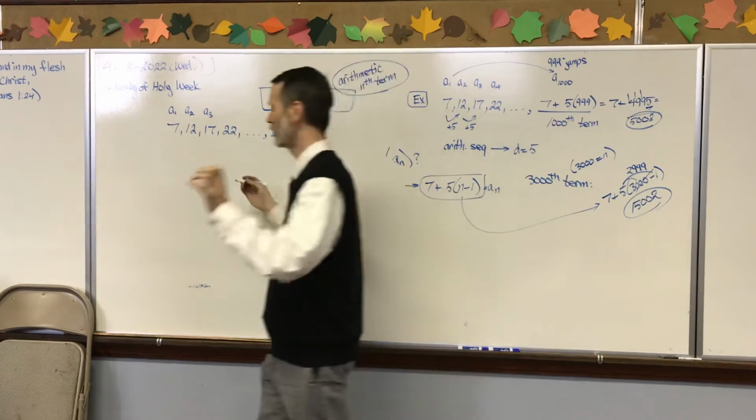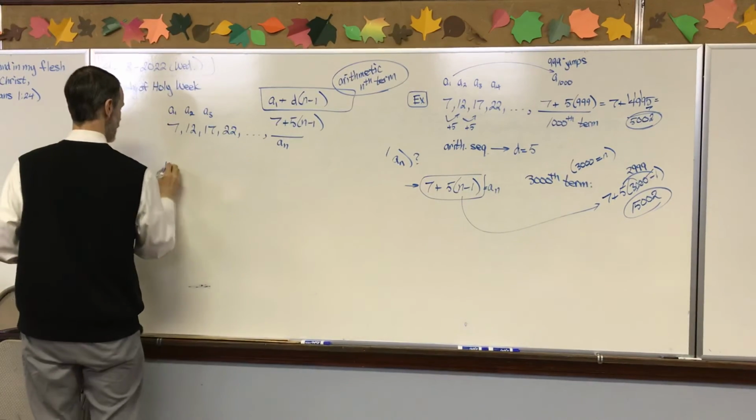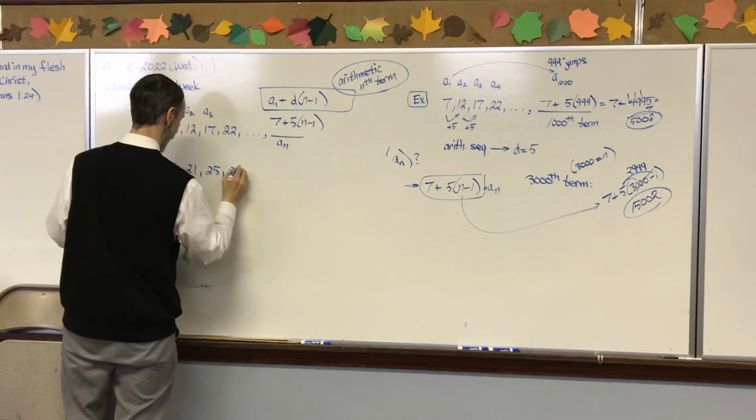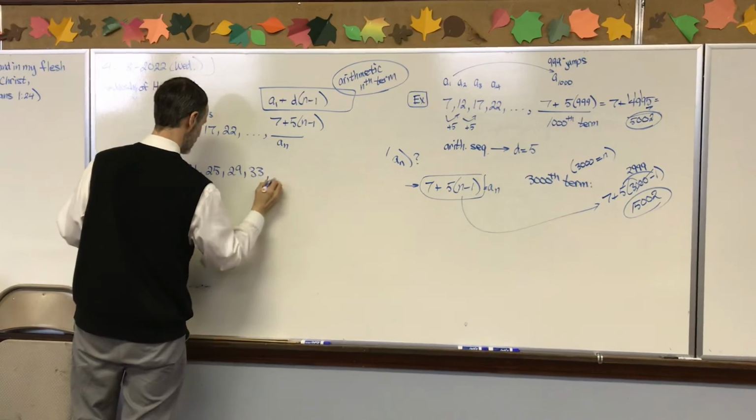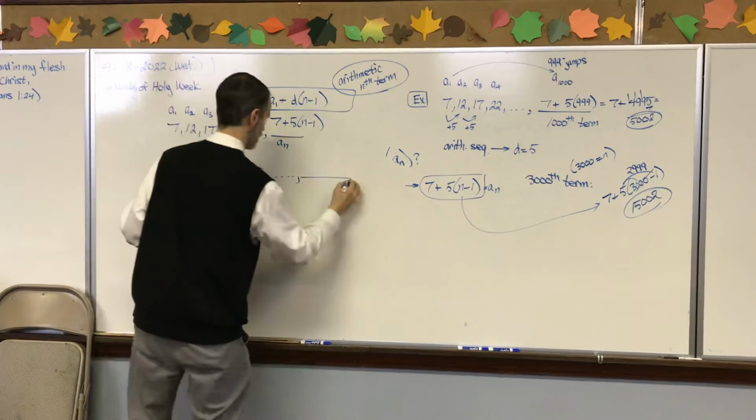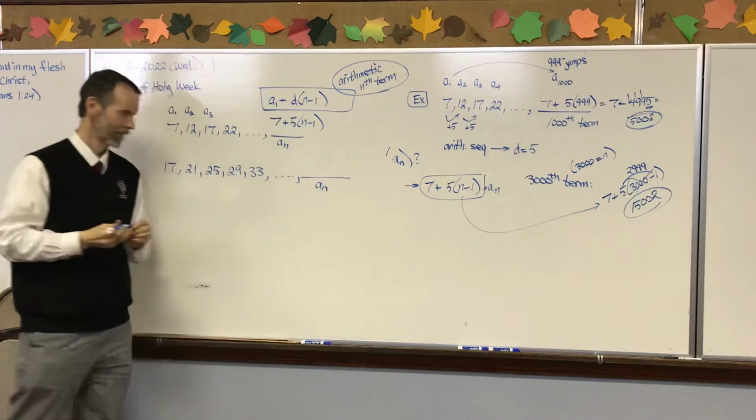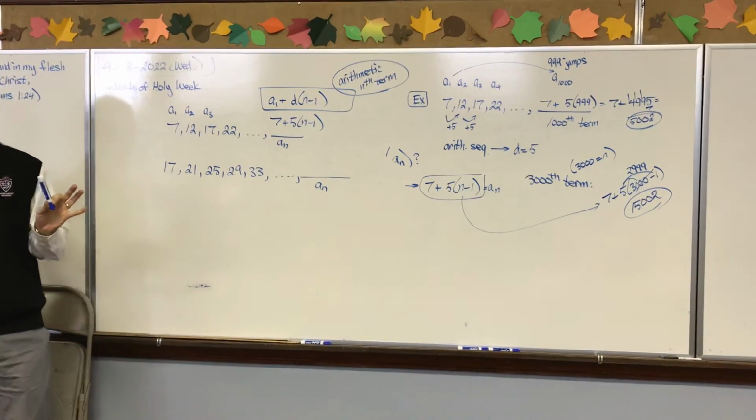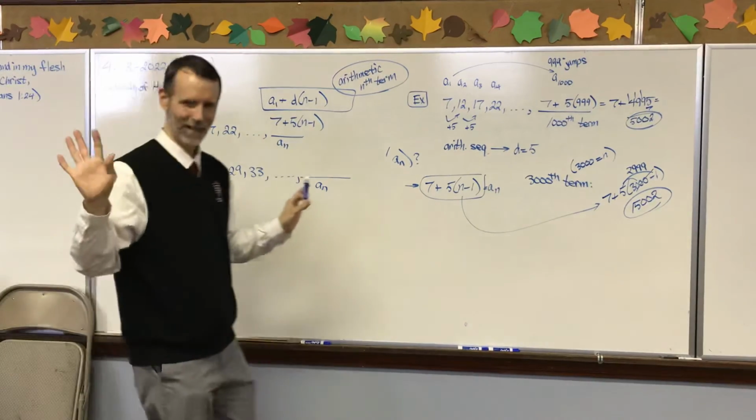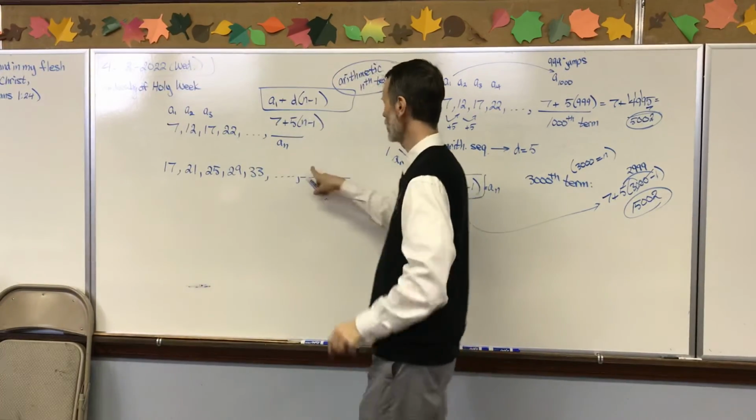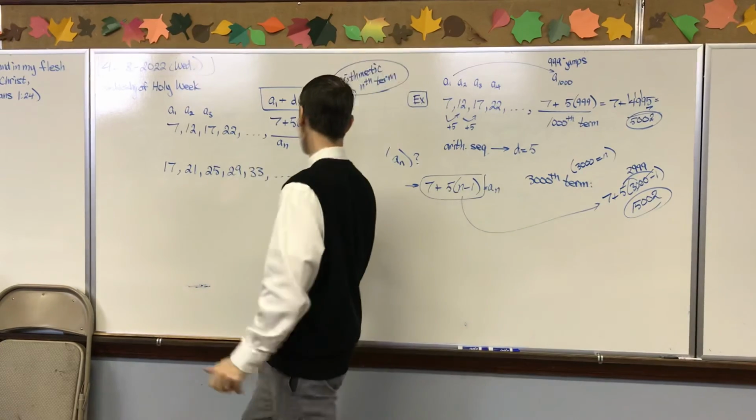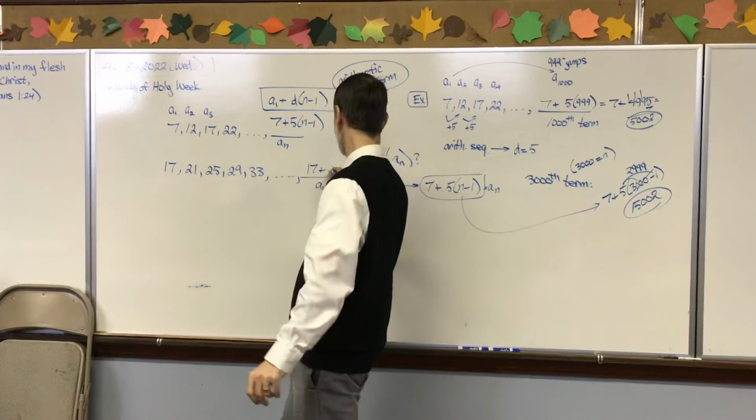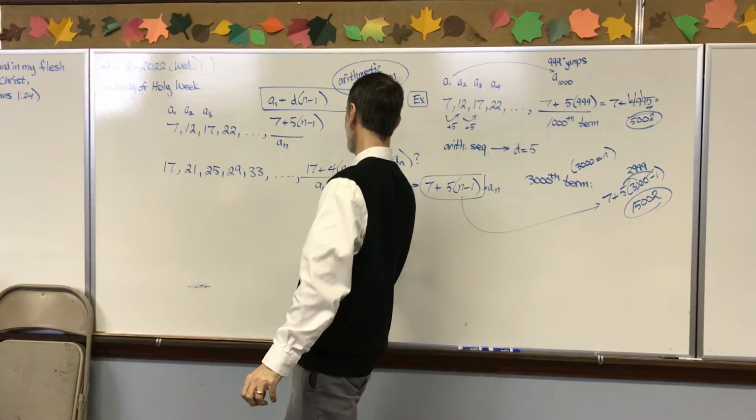Let's try another one. Can somebody give me a formula for a sub n? You might be able to do it in your head. Go. What comes first? 17. 17 plus 4 and minus 1. Where do you get the 4 from? The common difference, and 4 times parentheses n minus 1. You are done.